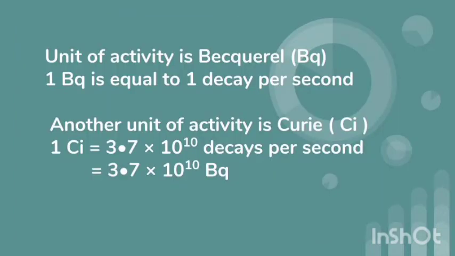Instead of measuring the number of undecayed nuclei, it is more convenient to measure the rate of decay, which is called activity. The unit of activity, or decay rate, is the becquerel, and 1 becquerel is equal to 1 decay per second. Another unit for activity is the curie. 1 curie is equal to 3.7 into 10 to the power 10 decays per second, which is equal to 3.7 into 10 to the power 10 becquerel.